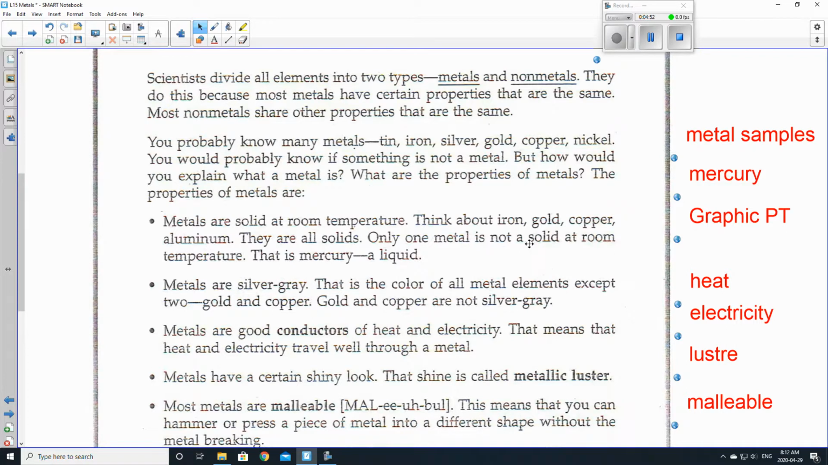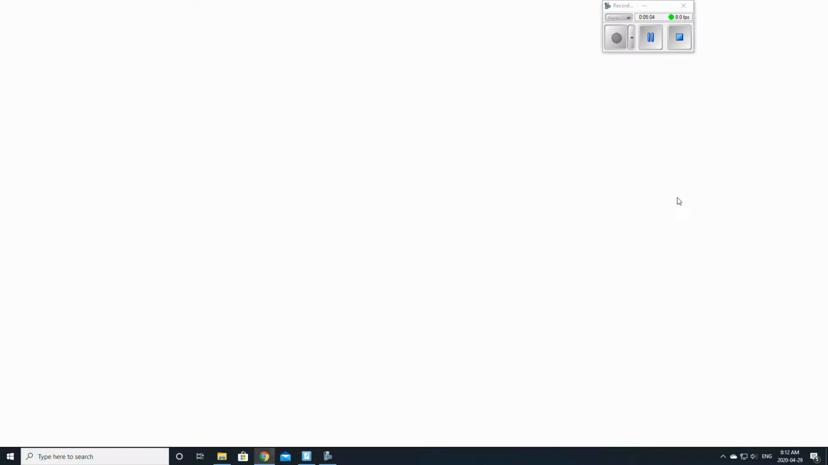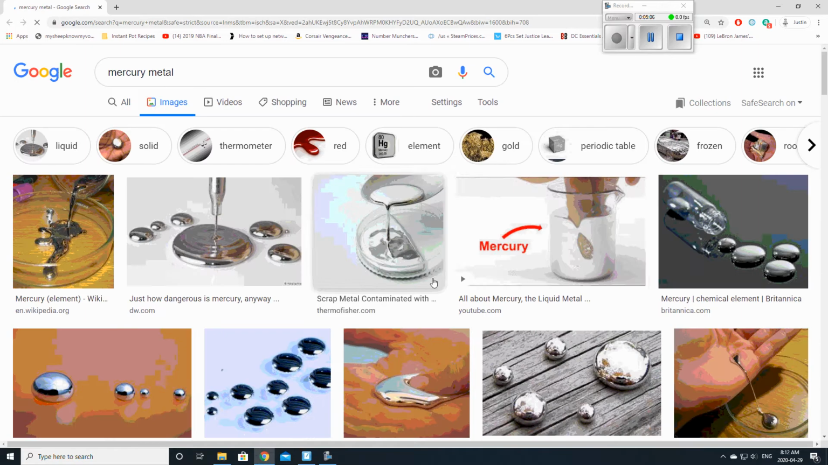Only one metal is not a solid at room temperature. That is mercury. Okay, so everyone, you're going to have to remember mercury. Mercury is a special metal because it is liquid at room temperature. Let's take a look at some pictures of mercury. Here's a jar of mercury, and you can actually dip your finger right into the mercury. You could just pour it from a spoon or whatever.